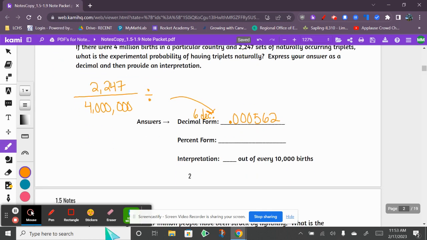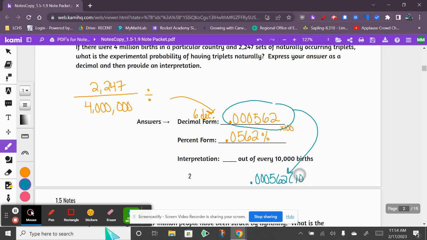If we change it to a percent, we can multiply by 100. So this would be 0.0562%. And then for the last part, it wants us to interpret it out of every 10,000 births. So we're going to take this, multiply it out of 10,000. So we get 5.62 and round that to the nearest whole number. So that would be 6. So it's 6 out of every 10,000 births.